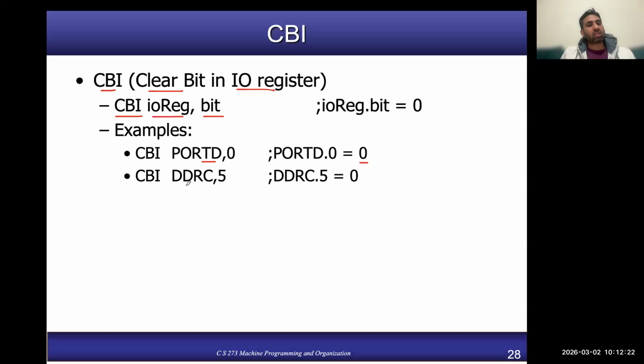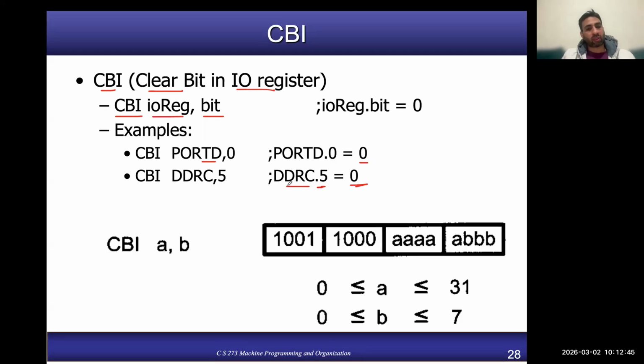Similarly, if you are saying CBI DDRC comma 5, so you are saying write the value of 0 in the bit number 5 of the DDRC register, which will do what? Which is actually configuring the pin 5 of the port C in input mode. Okay. And the mode of all other bits will be retained, whatever it was, the original mode. Okay. And again, this is the template here. So opcode 6 bits, 5 bits to specify your IO register and 3 bits to specify the index of the bit.